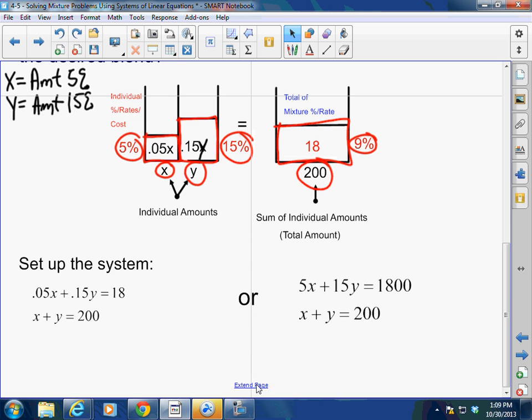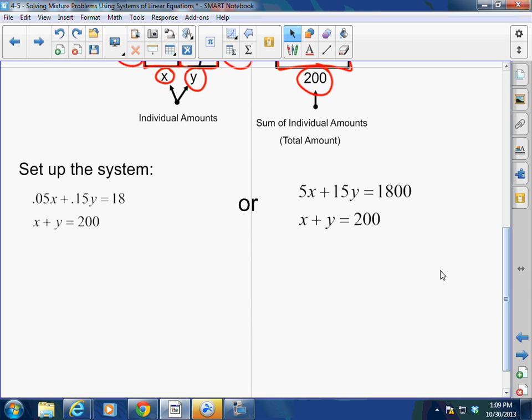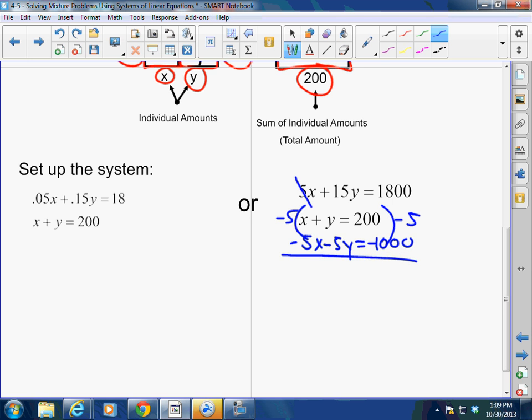Okay. Does that make sense, guys? Now let's go ahead and solve it. I'm going to get rid of the x. So it's negative 5x minus 5y equals negative 1,000. Cancel, cancel. 10y equals 800, divided by 10. Y equals 80. Plug it in. X will equal 120.